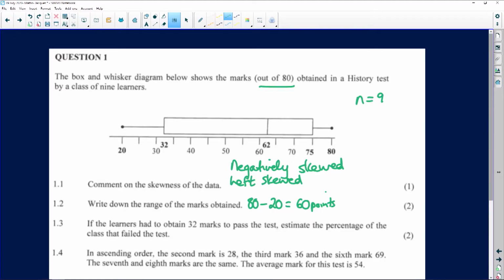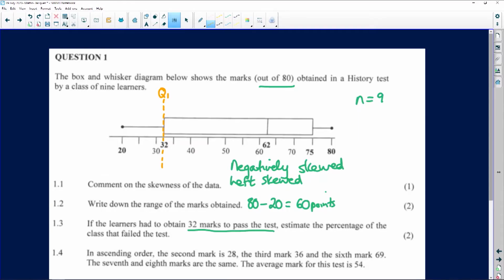If the learners had to obtain 32 marks to pass the test, now let's have a look. Where's 32 marks? 32 marks lie over here. It looks like it is at quartile 1. So everybody that got less than 32 did not pass the test. They said the learner had to get 32 marks to pass the test. Estimate the percentage of the class that failed the test. Now, folks, you don't have to estimate if you know your work.